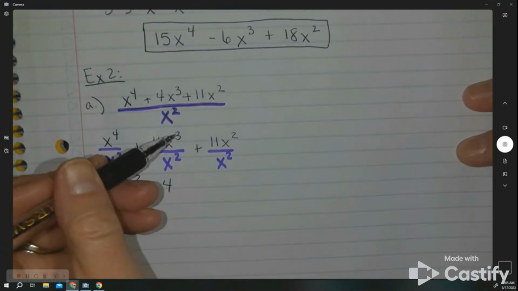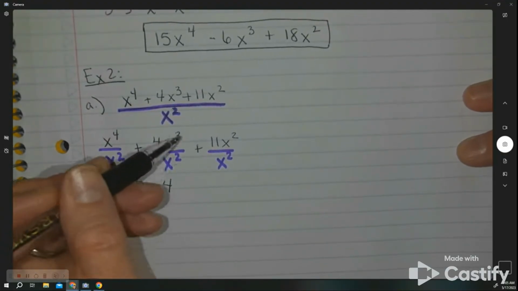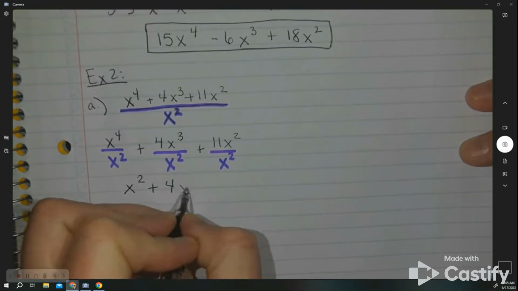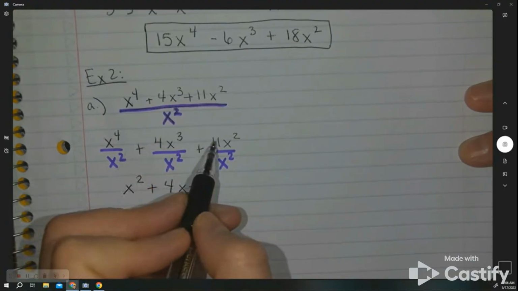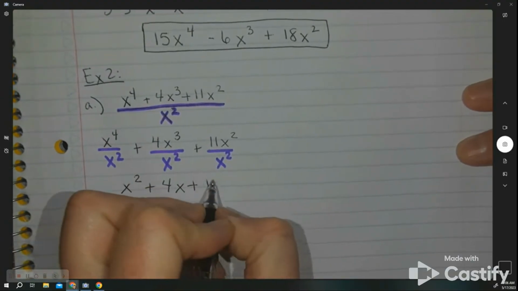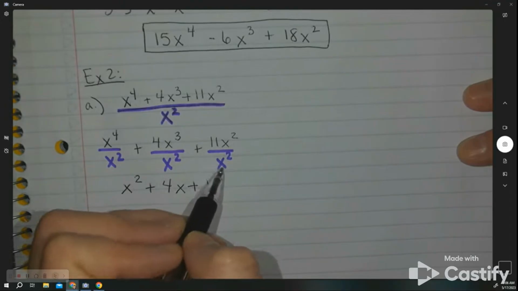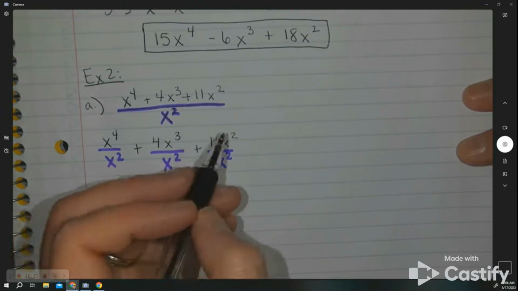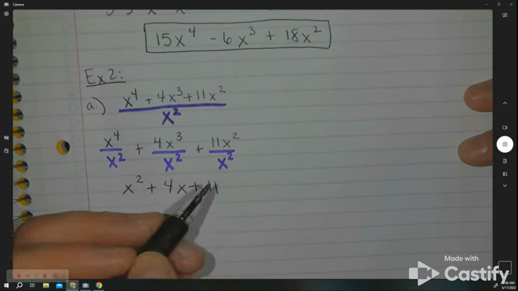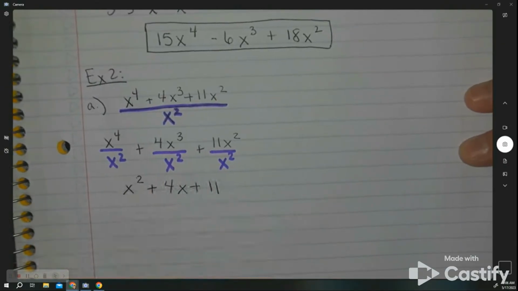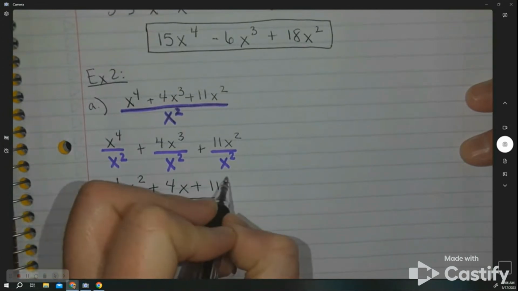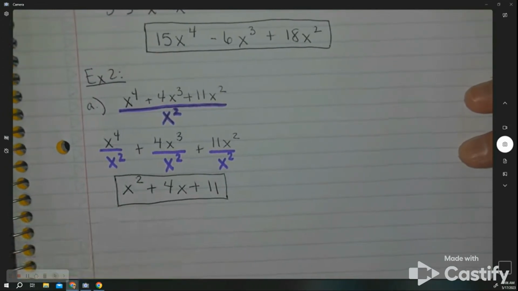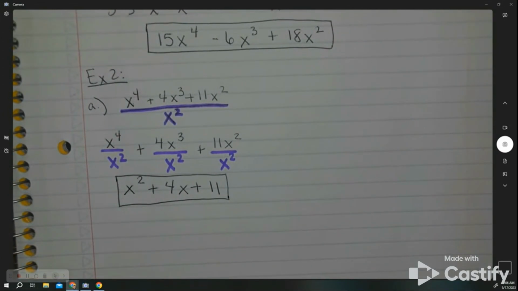X to the third divided by x squared. 3 minus 2 gives us 1. So now this is 4x. Plus 11 divided by 1 is still 11. X squared divided by x squared cancels out because 2 minus 2 is 0. X to the 0 is just 1. So 11 times 1 is 11. So that leaves us with a final answer of x squared plus 4x plus 11.